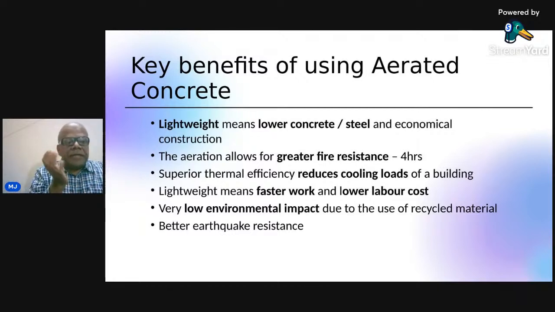And the highest benefit is the better earthquake resistance. We know 70% of construction in Japan today, the masonry construction, is done with lightweight concrete, because the moment you reduce the weight, the structure becomes more able to handle earthquake waves. There are fewer collapses and less destruction. So it is widely prescribed in earthquake prone zones.